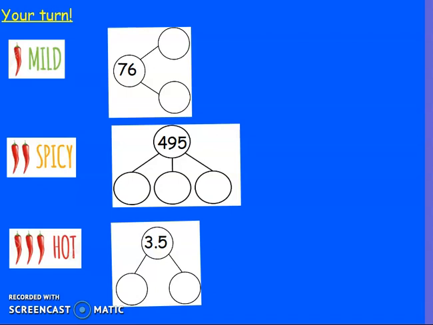Well done. Great effort. Let's have a look at the mile challenge. To partition 76 in this part whole model, you should have written 7 tens, 70, and 6 ones. Give yourself a tick if you got that right. Spicy challenge.